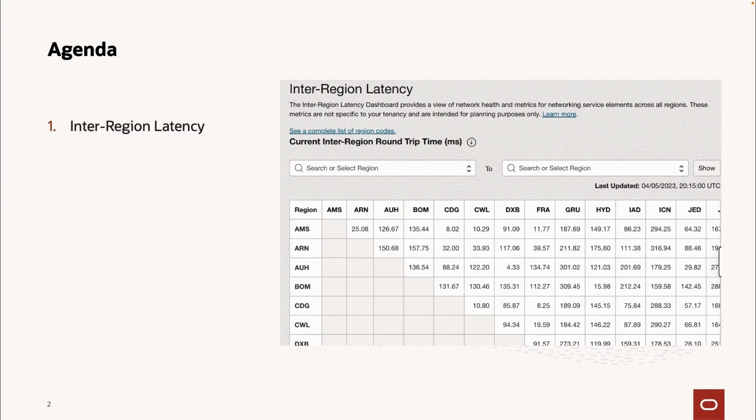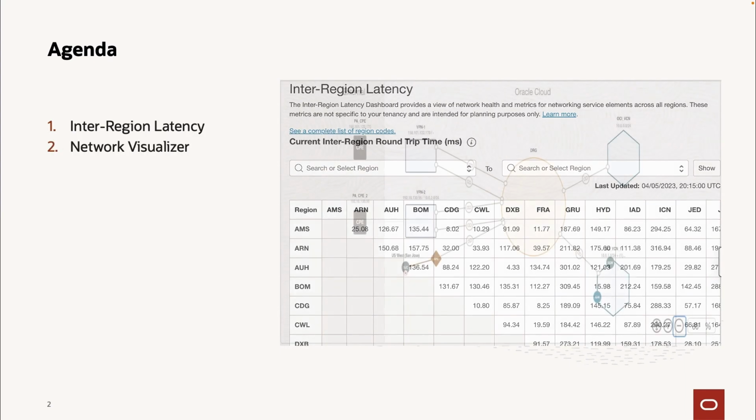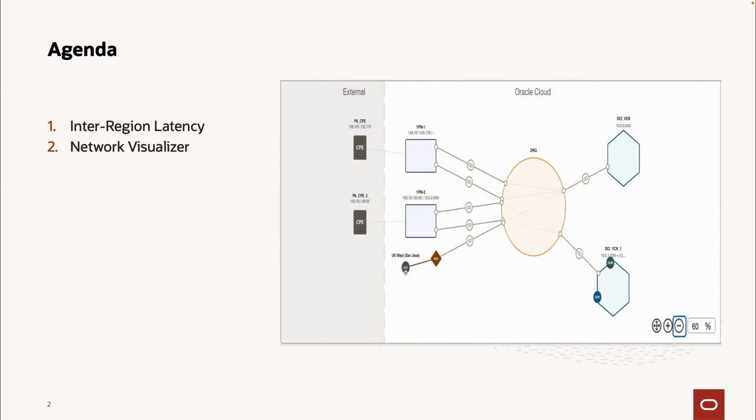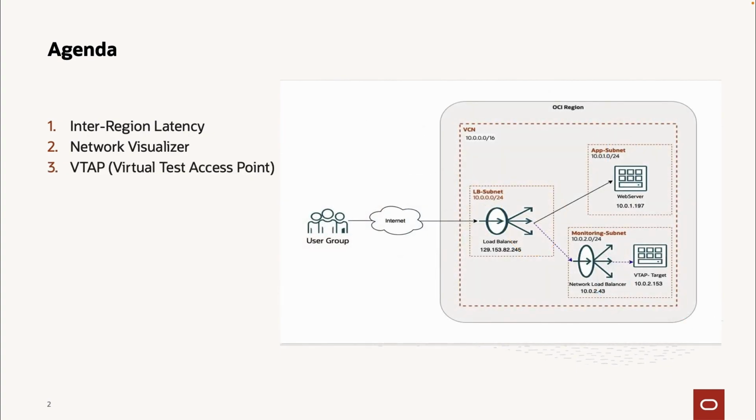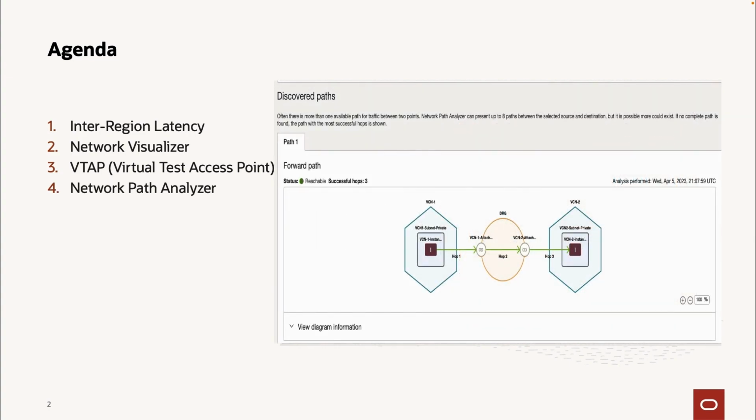Inter-region latency, which provides real-time and historical latency information between two regions; Network Visualizer offers network topology visualization to understand connections and relationships between your virtual network resources. Virtual Test Access Point or VTAP offers traffic mirroring capabilities that enable full packet capture for security analysis. And Network Path Analyzer, which allows you to troubleshoot complex virtual network configurations when you have reachability problems. We will learn and demonstrate the tools one by one.